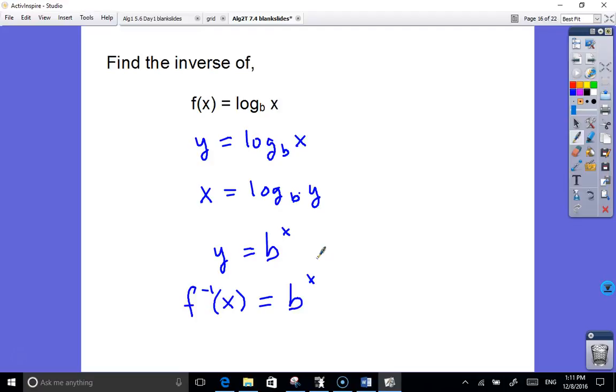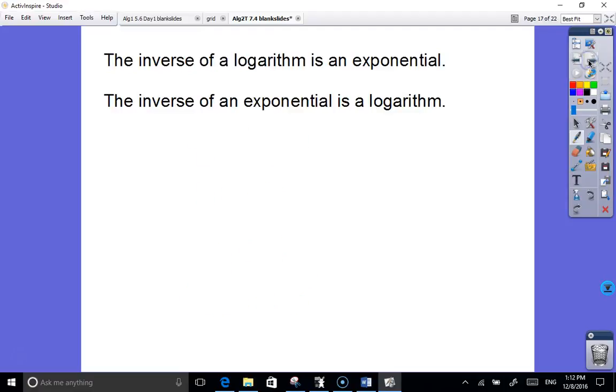Okay, so that tells you that logarithms are inverses of exponentials, which is useful for us here. So the inverse of a logarithm is an exponential. The inverse of an exponential is a logarithm.